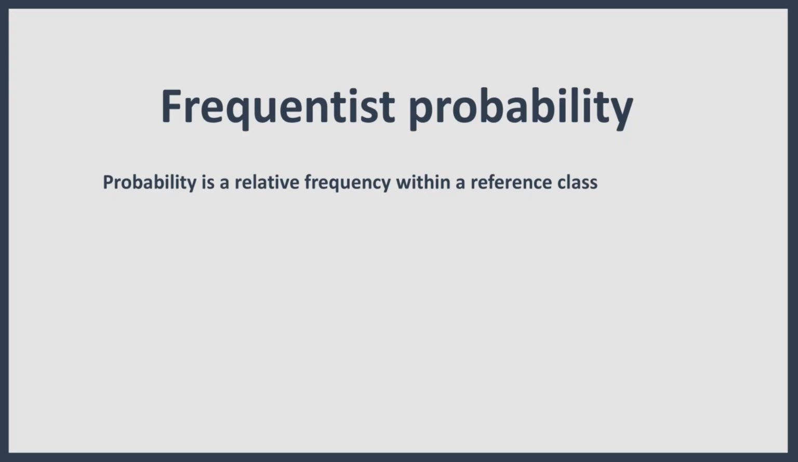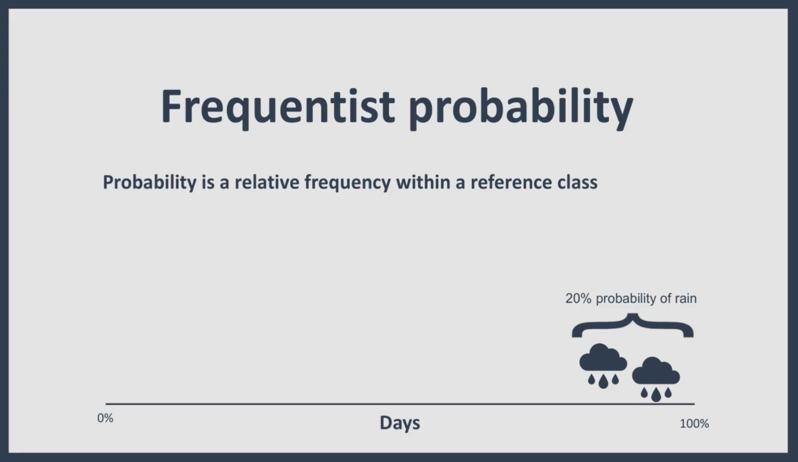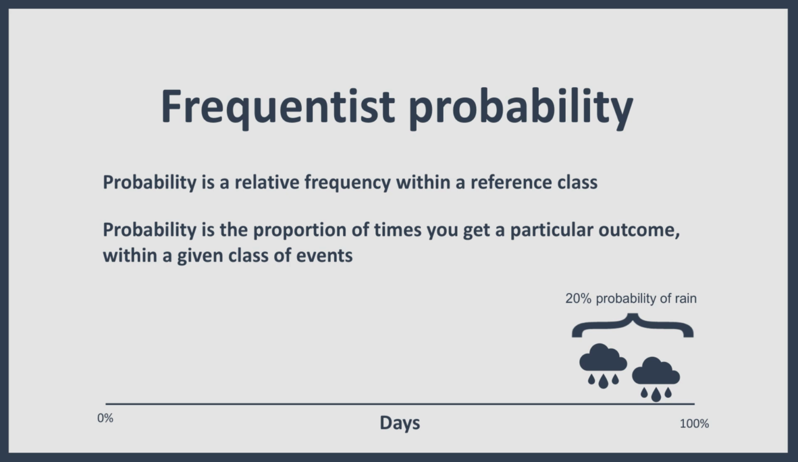The frequentist definition of probability is that probability is a relative frequency within a reference class. I'll give you an example of that. If I say that it rains 20% of the time, what I'm really saying is that I have measured a whole bunch of times where it could rain, say a whole bunch of days, and on 20% of those days it rained. So probability is a relative frequency, the proportion of times that something happens within a given class of events. That's how he defines probability.